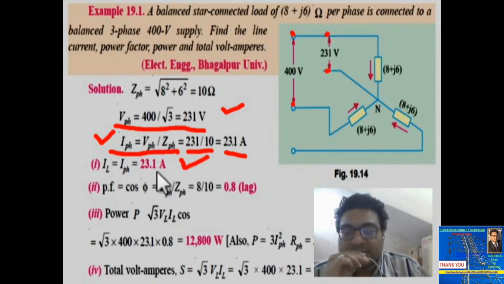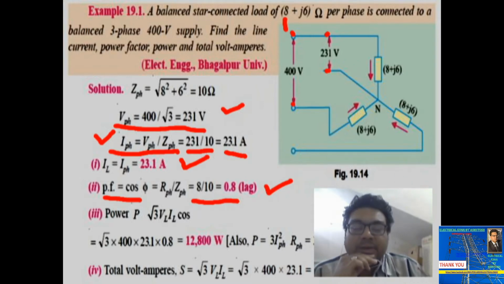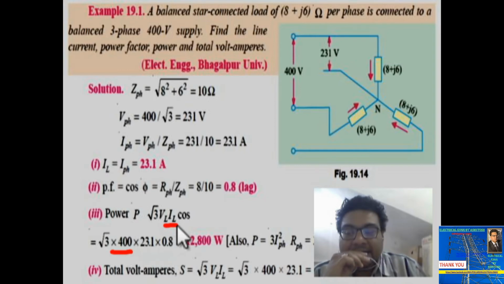So see here, 23.1 ampere, and then power factor of each leg. RPH by ZPH, so 8 divided by 10. The R is 8 and the total impedance is 10. So this becomes 0.8 lagging. And active power you can calculate by using this formula: P is equal to root 3 VL IL cos phi. So root 3 into VL, line voltage, that is 400, line current, that is 23.1 ampere, and power factor 0.8.